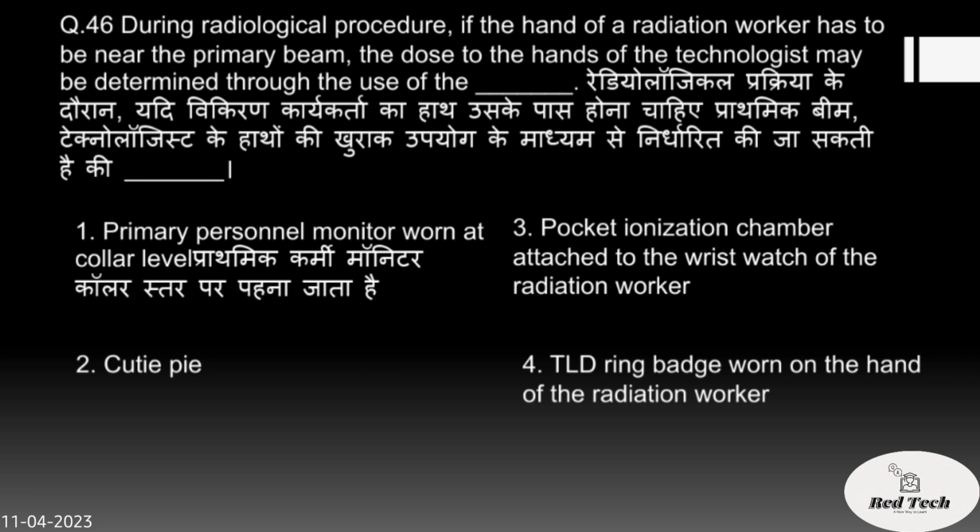So as you know that if exposed from the hands, then the best method is to measure from the TLD badge. So the right answer is basically option number 4, means TLD ring badge worn on the hand of the radiation worker. If you want to know in detail about the TLD, you can watch my video TLD badge from the Red Tech official videos in English basically.